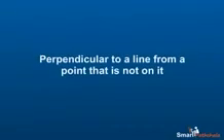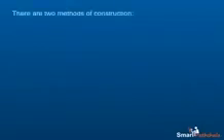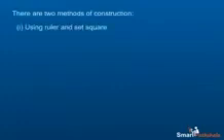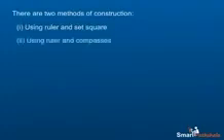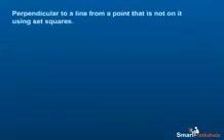Let us now learn to draw a perpendicular to a line from a point that is not on it. There are two methods for doing it. 1. Using ruler and set square. 2. Using ruler and compasses. Let us learn the first method.